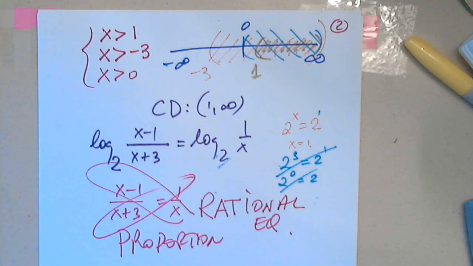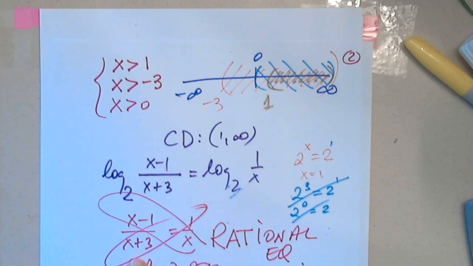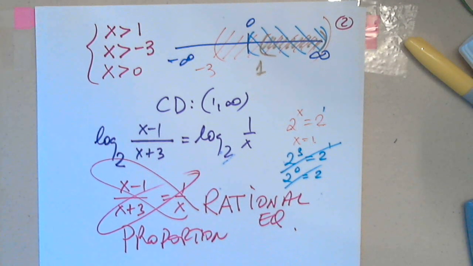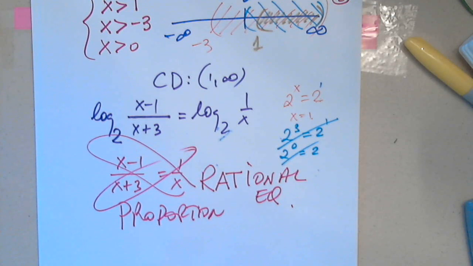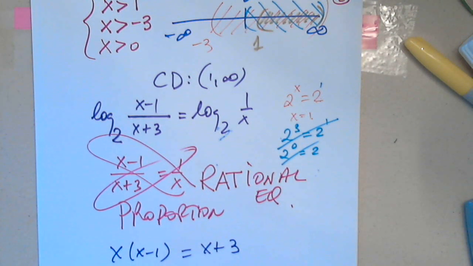And yes, you can say, wait a minute, x cannot be 0. Yes, it's not 0. You can say x cannot be -3. Yes, it's not. So you don't have to state those restrictions again because we already took care of that. So what do we do in a proportion and only in a proportion? We cross multiply. So x times this equals x plus 3 times 1. Are we okay with this so far?